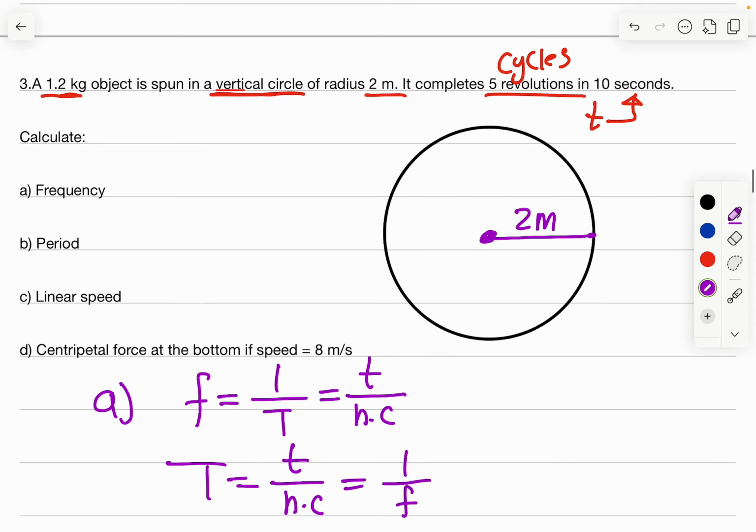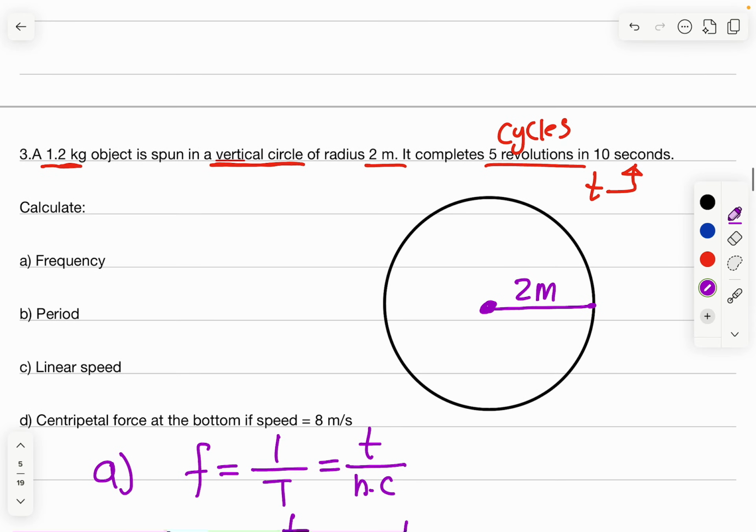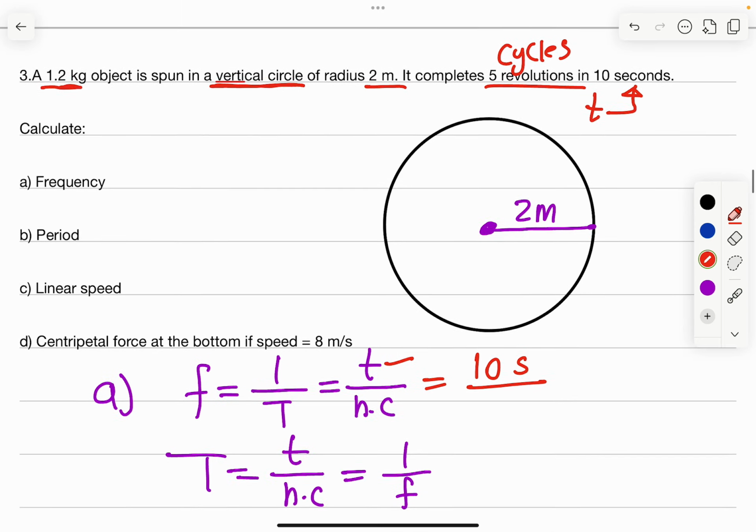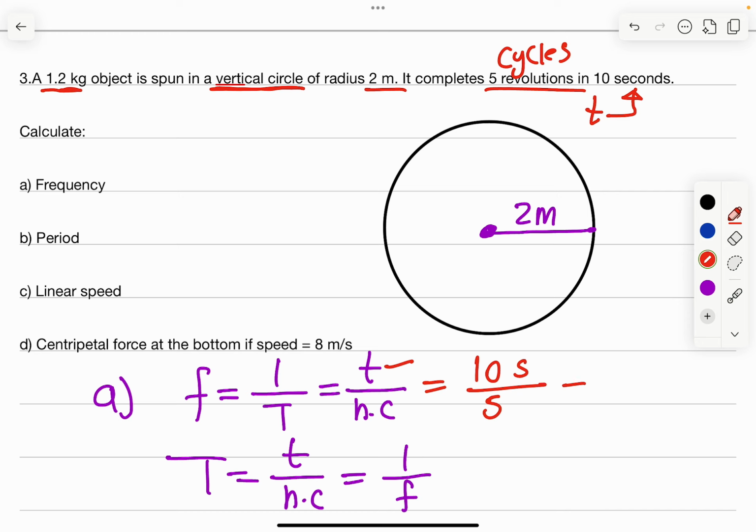Understand? So we are given time and we are given number of cycles. They want the frequency. So we're going to substitute. What is our time? Our time is 10 seconds. What is the number of cycles or revolutions? It is 5. Therefore, our answer is going to be 10 divided by 5, which is the same as 2. Not 2 seconds, but 2 hertz.